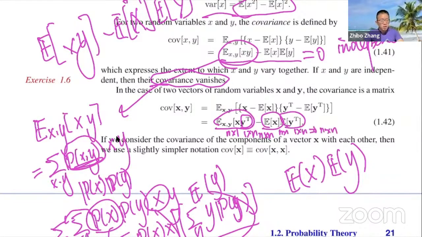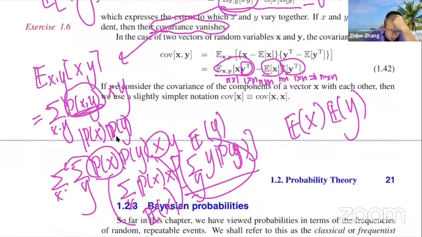If we consider the covariance of the components of a vector x with each other, then we use a slightly simpler notation, which is that the covariance of x is defined by this, which is basically saying that this is a definition. So the covariance of x is actually the covariance between x and x.